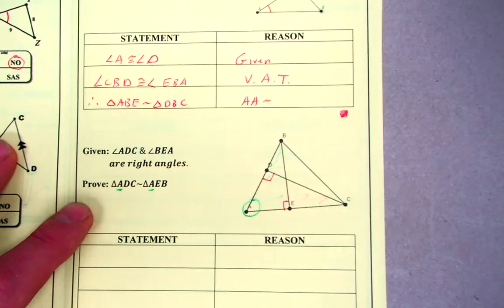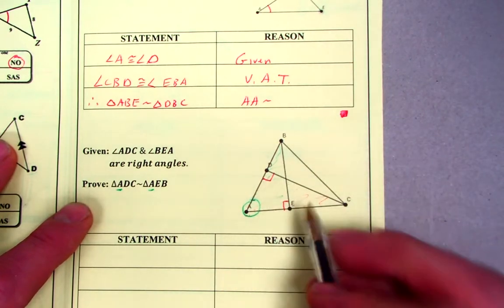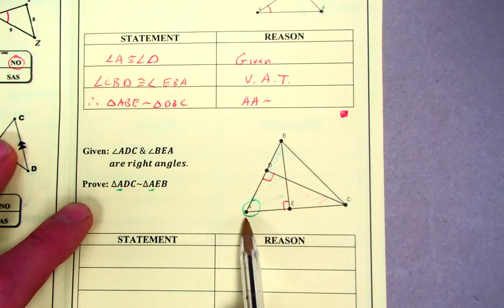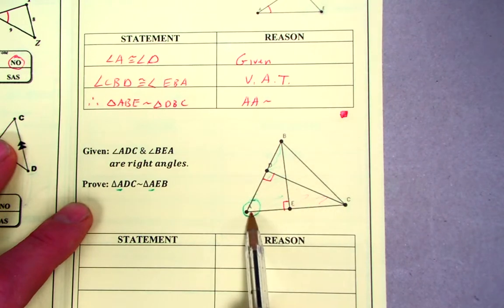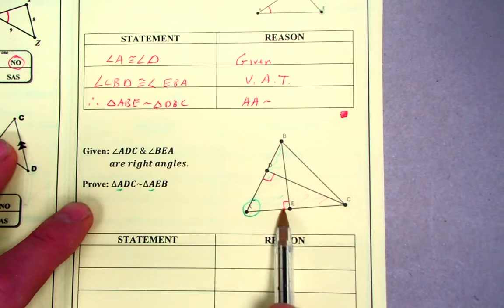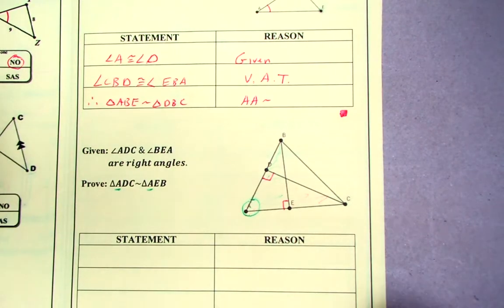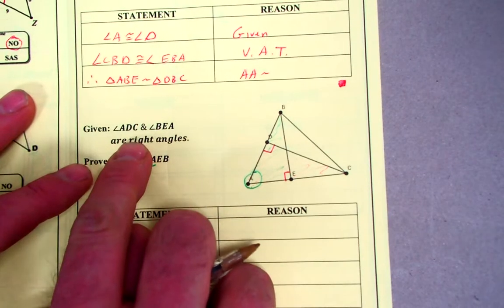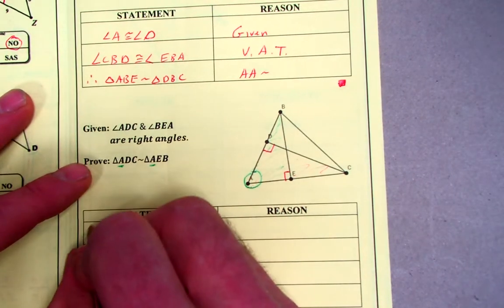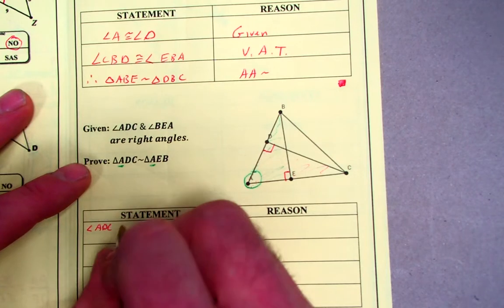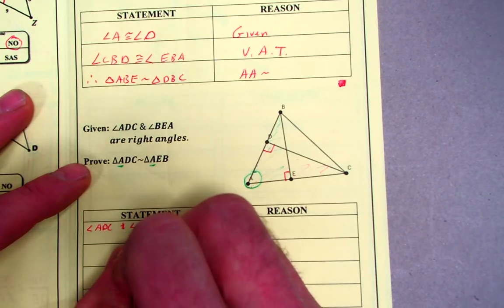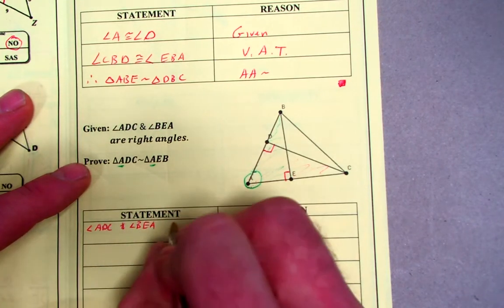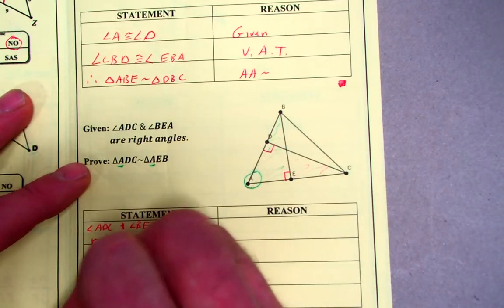So now we know, looking at, say, ADC, that we have this green angle and we have the red one. And then in AEB, we have the green angle and we have a red one. So again, by angle, we know the two triangles are similar. All right, write this first statement in the first one. You're going to have to write it kind of small. Angle ADC and angle BEA are right angles.